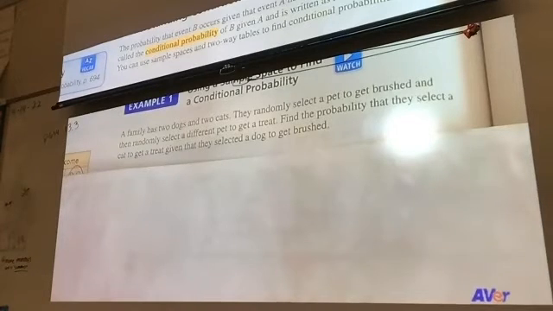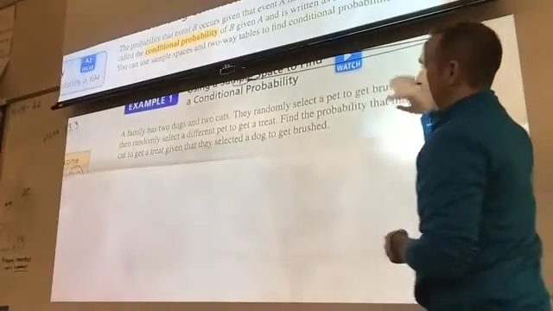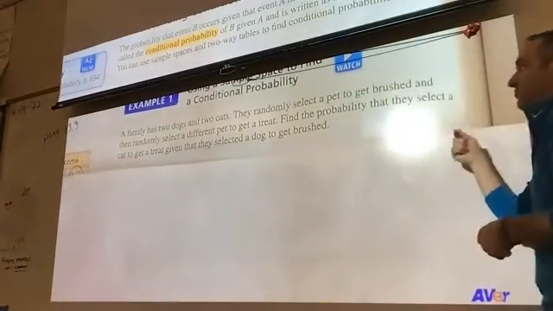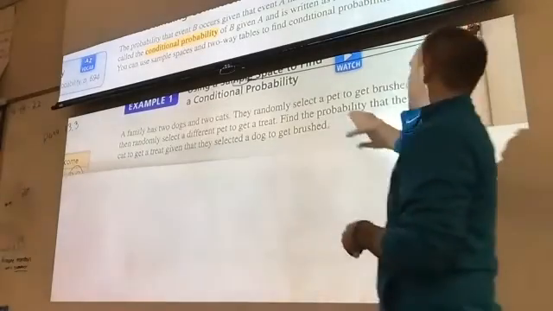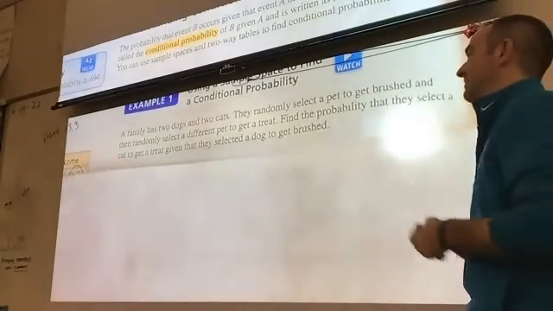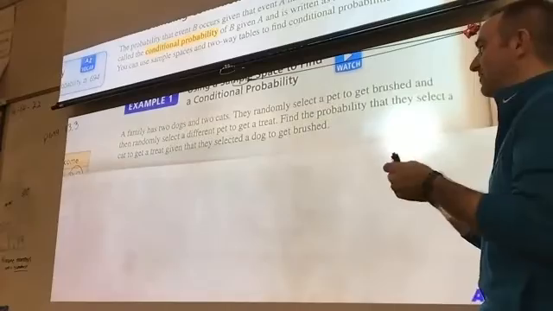It's really important to understand the order in which things are happening here, because that's going to change our probabilities. They select a pet to get brushed and then select a different pet to get a treat. So we're picking the one that gets brushed first, and notice that it's a different pet, so it can't be the same one. This is like that homework problem we had the other day that said without replacement. We are not putting the brushed pet back into the group to get a treat. That brushed pet cannot get a treat.